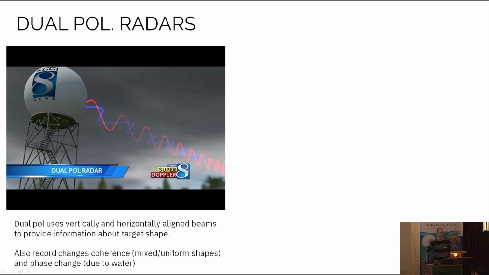So dual-pole radars, the fundamental difference is they use 2 beams of radiation simultaneously, not just one. These 2 beams, as we can see in the image there, are actually perpendicularly aligned. So you have a horizontal beam and a vertically aligned beam.